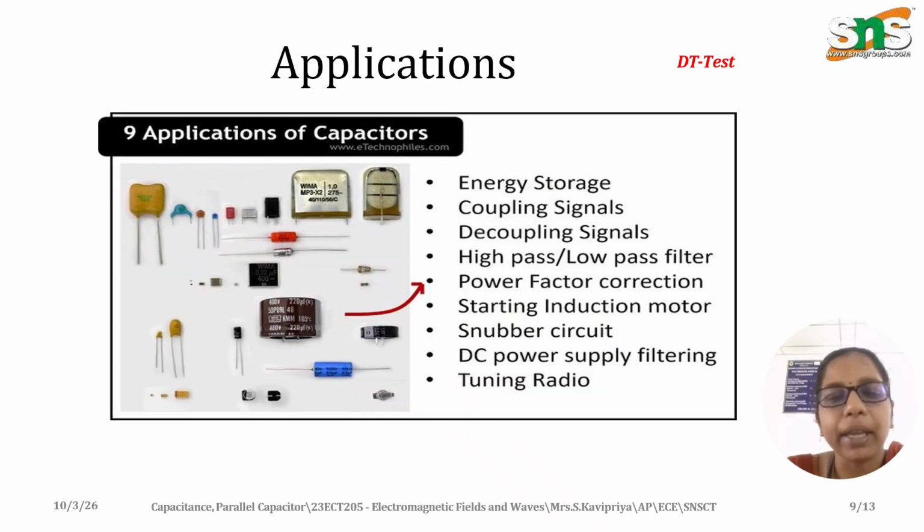And next is the applications of capacitance. It is an energy storage element, so the main purpose is to store energy, and it is used for coupling signals as well as decoupling signals. It acts as a filter. Capacitance acts as a low pass and high pass filter for filtering signals of specified frequency. It is used for power factor correction. It is used for starting the induction motor, and it is used in DC power supply filtering, to filter the AC signals in DC, and it is used in tuning radio.